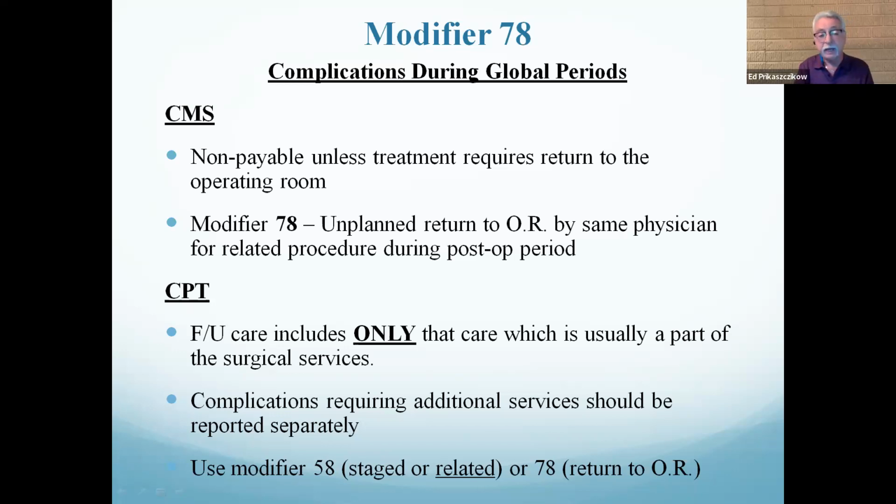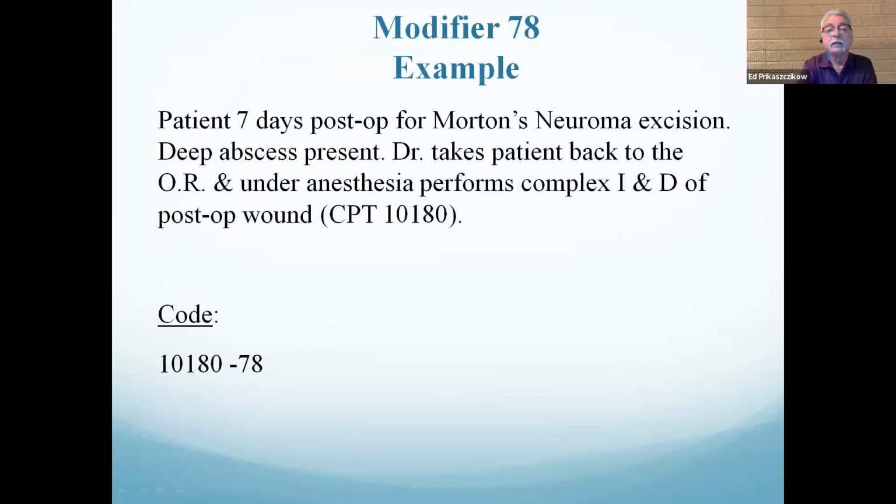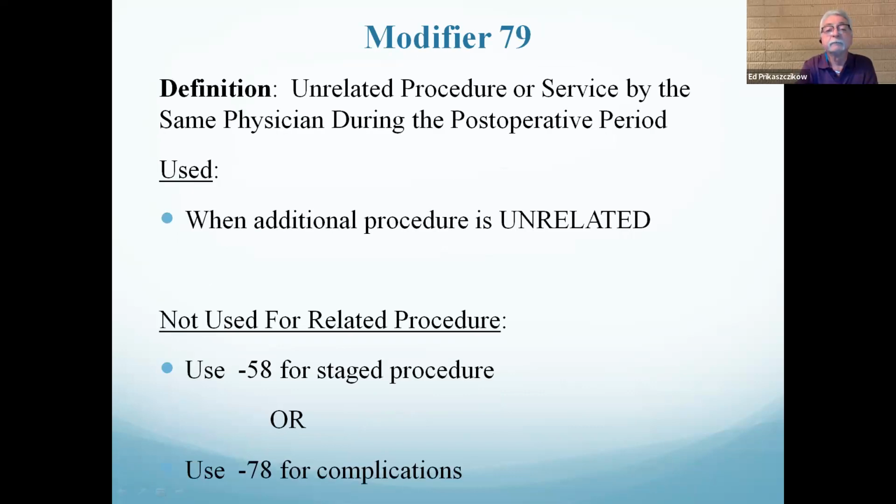If it's a privately paid patient, I would bill them and I would use the 58 modifier for staged or related procedure for whatever you did, the I&D or whatever it was that you had to do. And of course, if you take it back to the OR, you still have the option of using the 78 modifier. Again, some of this overlap that I was referring to earlier. And there's the breakdown that I was talking about, the intra portion. So we don't need to go through the example here.